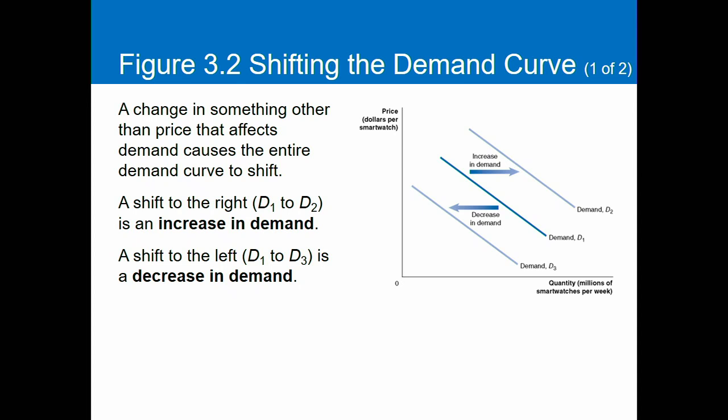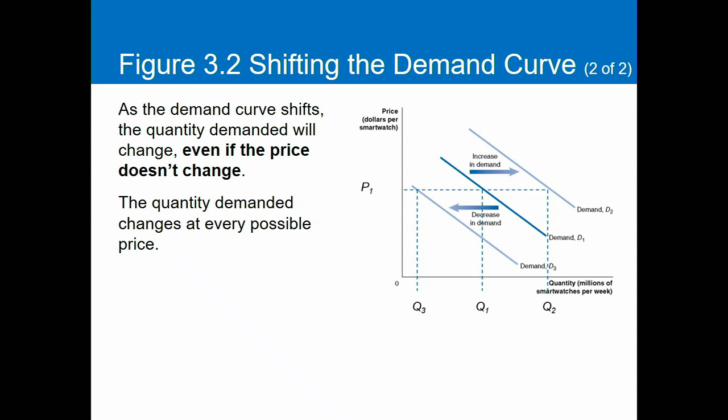We move out here to the right, that's going to be an increase in demand. So at each different price point, consumers will demand more of that product. Conversely, if you shift the curve to the left, that's going to be a decrease in demand. So at every single price point, there's going to be fewer of that product being demanded by consumers. So at every single price point, the quantity demanded is going to change when we experience a shift in the demand curve. And that's either an increase in demand or a decrease in demand.